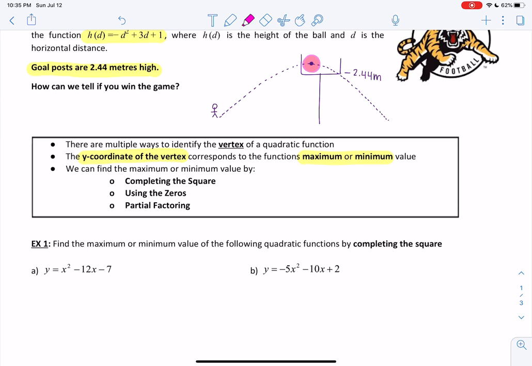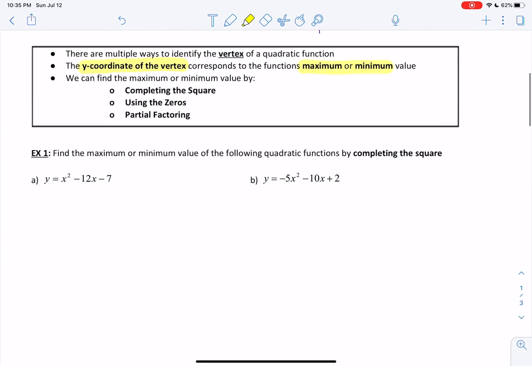So the ways that I can find this vertex or maximum or minimum value are by completing the square, using the zeros, or partial factoring. We're going to be focusing on completing the square and using the zeros.